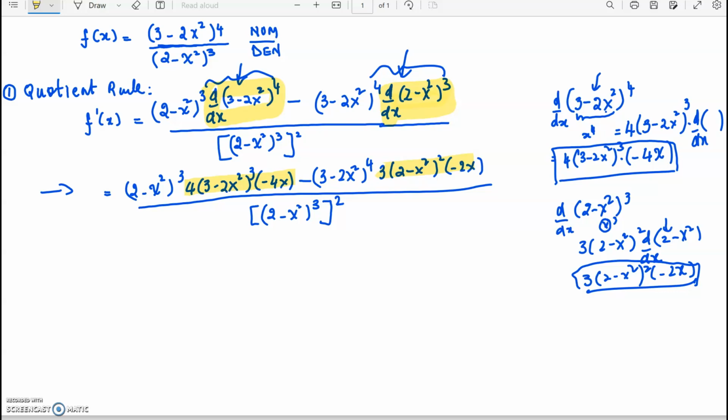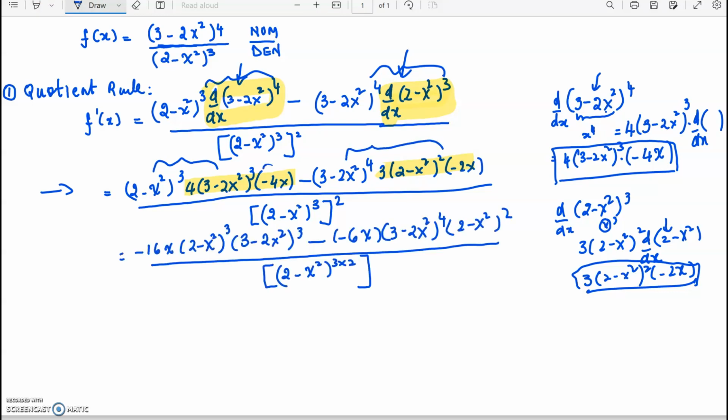Now in the next step, we'll combine all the terms, clean it up, and rewrite the expression in a way that is clear. So we've combined the negative 4x with the 4, and that's how we get the negative 16x. We've combined the negative 2x with 3, and that's how we get a negative 6x. These two negatives make a positive. And another thing we did was a to the m whole to the n is a to the m times n. So we multiplied the exponents.